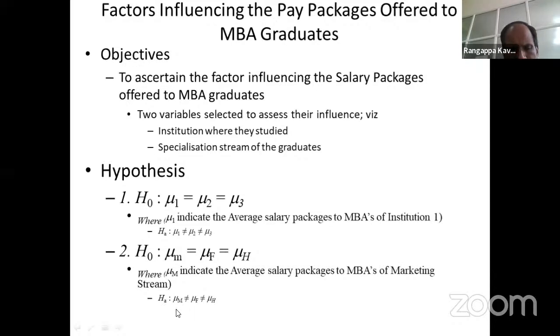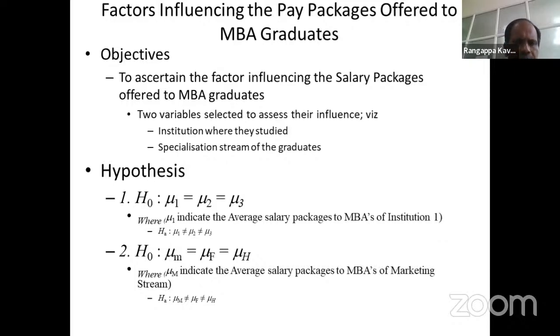For this, the research hypothesis is mu m is not equal to mu f, which is not equal to mu h. That means the average salary package offered to the MBA graduates across different streams of learning is significantly different. This is the alternative hypothesis.